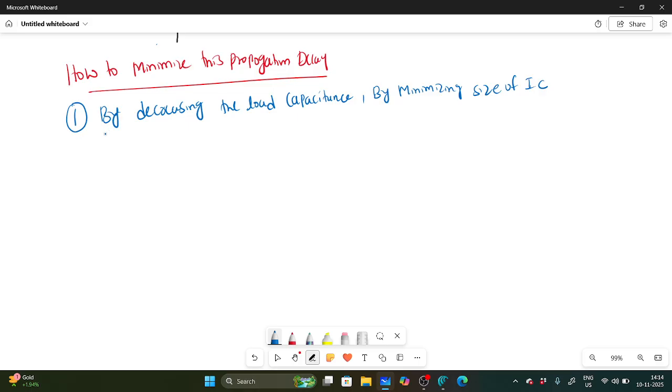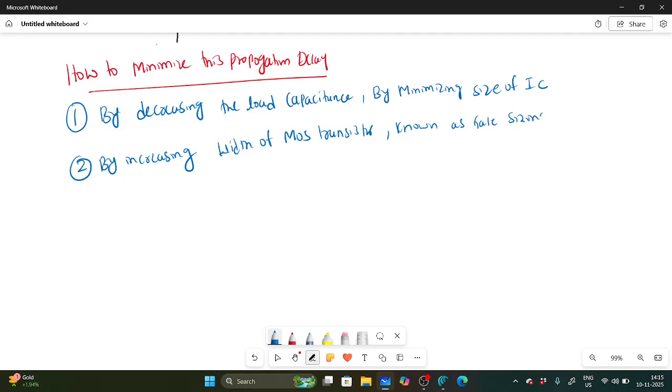By increasing the width of the MOS transistor, known as gate sizing, we can minimize the propagation delay. Or by full voltage swing.